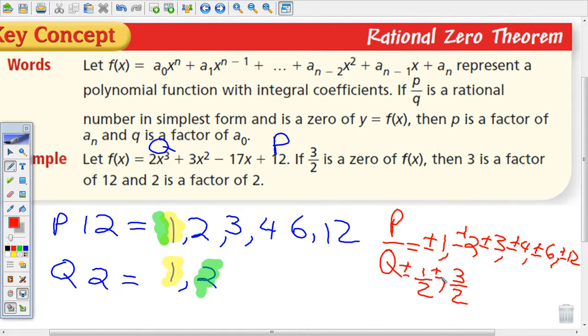Why is this good? This is good because you won't be stabbing in the dark and spending all night trying to find zeros. Now you actually know where to look. So you can use Descartes' law of signs to figure out whether these should be positive or negative, right? And then you can use this rational zero theorem to figure out which ones to plug into your synthetic division.